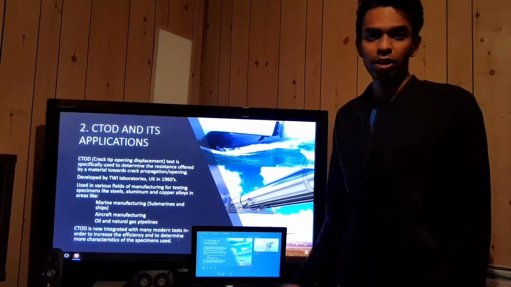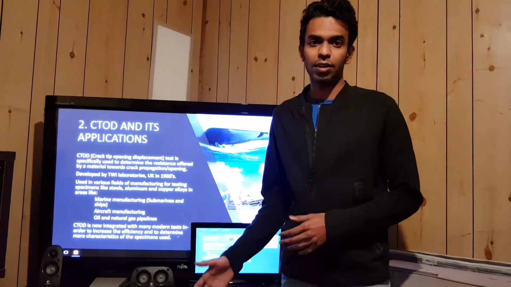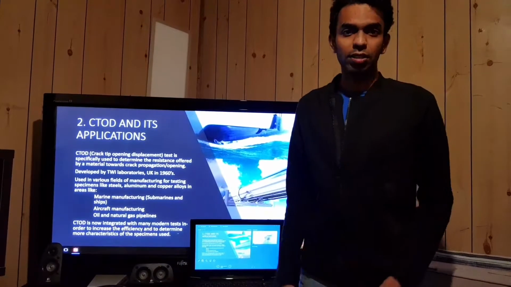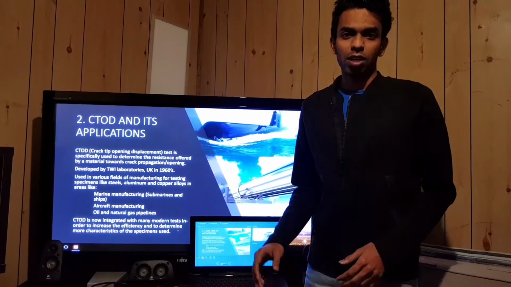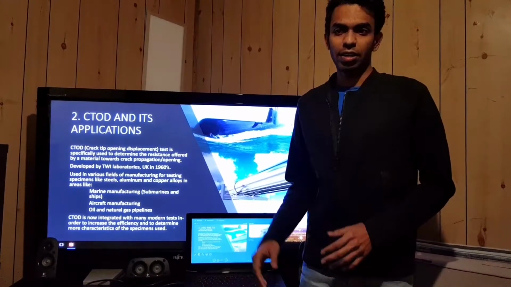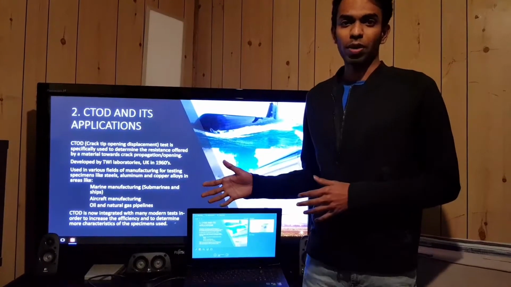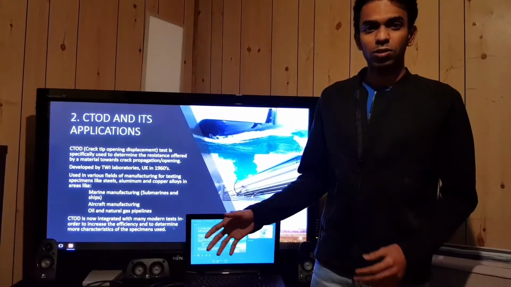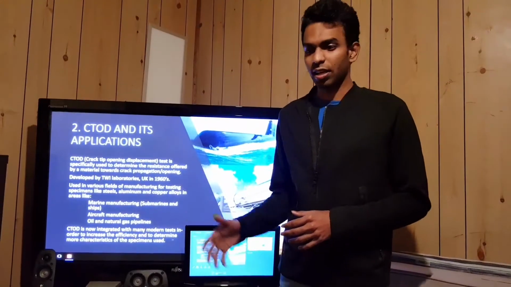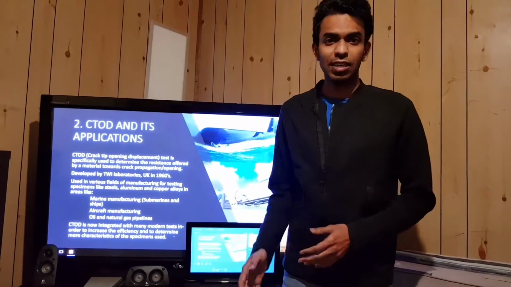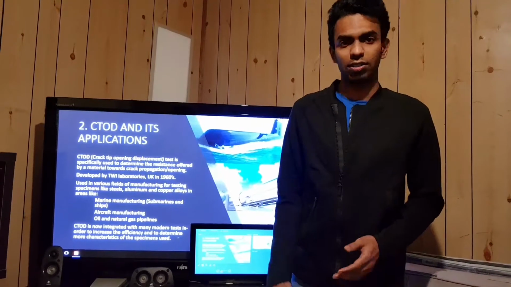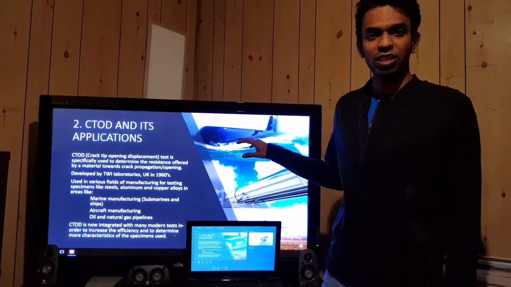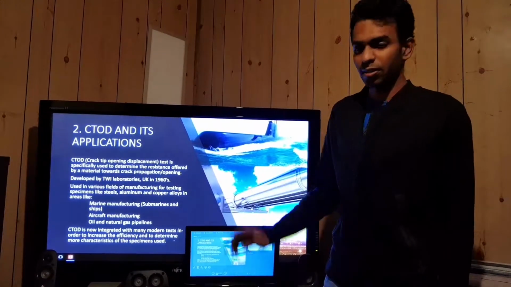So CTOD and its applications. CTOD, the crack tip opening displacement test. So what is CTOD? CTOD is the resistance offered by a material when it is given a crack, and the resistance to the propagation of a crack, or to the opening of a crack, is the CTOD test. It is mainly used with materials like steels, aluminiums, chromiums, and other alloys. These are mostly used in the fields of marine engineering, aeronautical engineering, and pipelines.